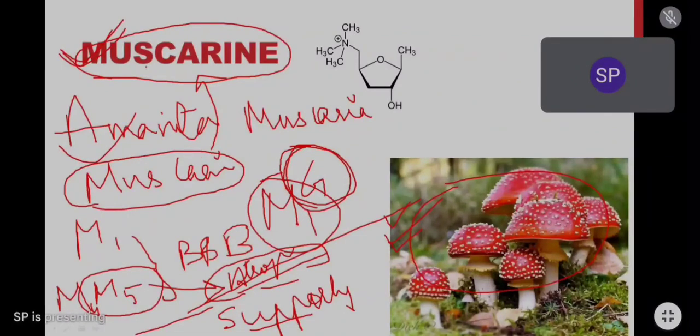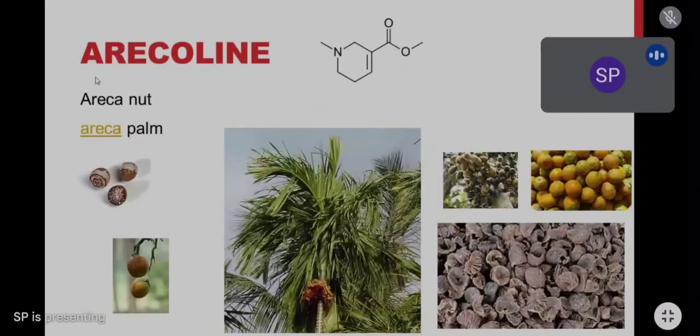Okay, so that is about muscarin. I think about muscarin you all got some basic things. And muscarin is never used in hospitals. Clear point. Muscarin is never used in hospitals. Now the next one is arecoline. Arecoline is another compound which is very similar to muscarin. It is also an alkaloid which has the same actions on muscarinic receptors.